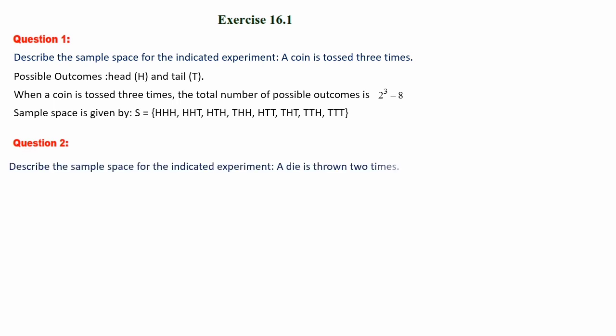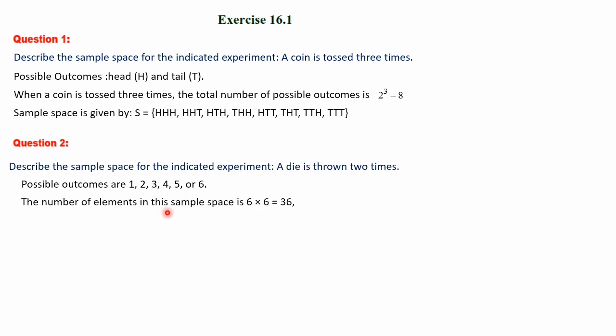Next is question number 2. Describe the sample space for the indicated experiment. A die is thrown 2 times. Here the experiment given to us is a die thrown 2 times. Possible outcomes: when a die is thrown, the possible outcomes are 1, 2, 3, 4, 5 or 6. 6 faces are there in a die, numbered 1 to 6.